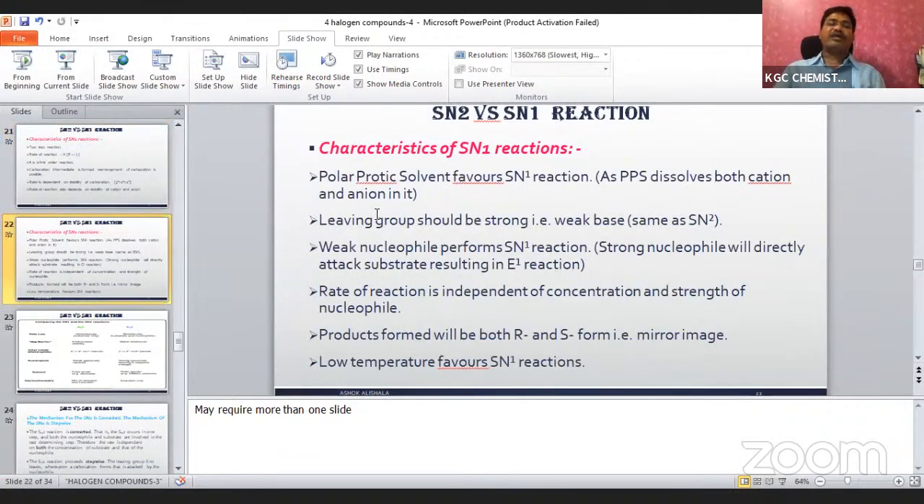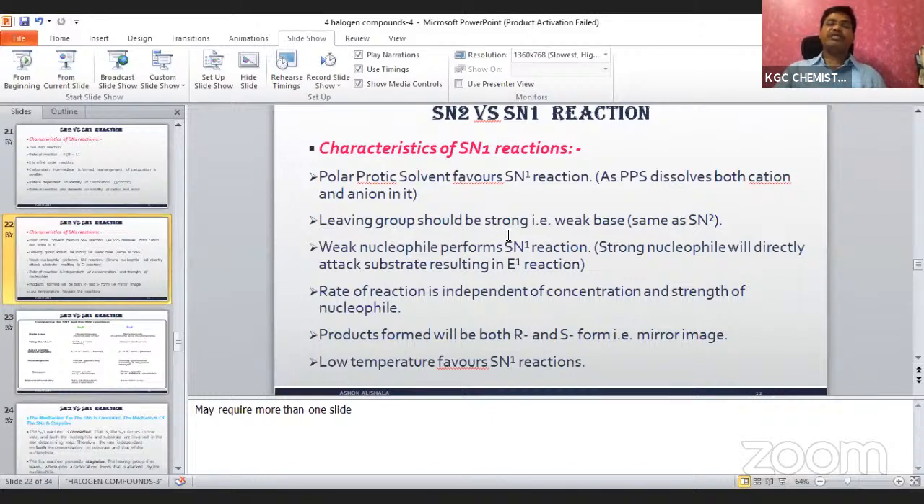Polar protic solvent. Here it is polar protic solvents. These are called PPS. PPS dissolves both cation and anion because here the carbocation is formed. In SN2 reaction the carbocation is not formed.